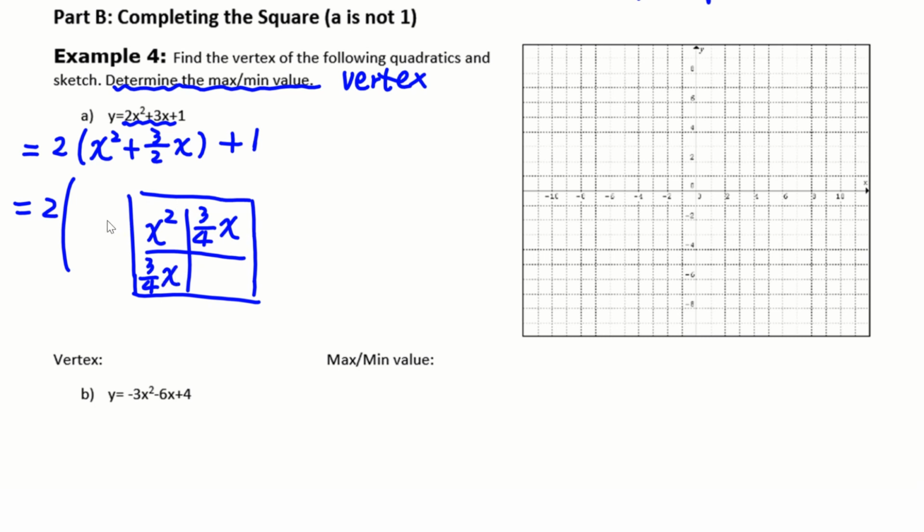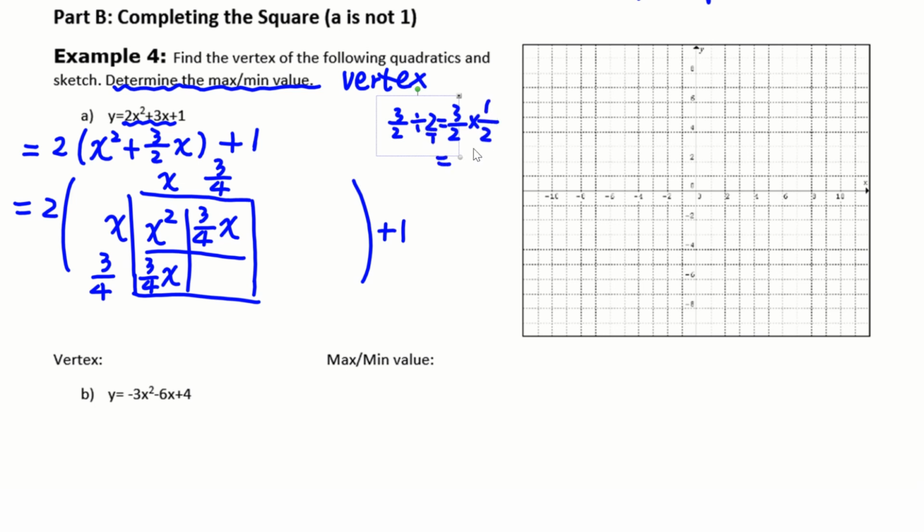Then we factor it: x, 3 over 4, 3 over 4, then plus 1. So how do we get 3 over 2 divided by 2 gives you 3 over 4? We take the 3 over 2, flip the division to multiplication, which will be 1 over 2. The numerator times numerator is 3 times 1, denominator times denominator gives you 4. So that's the reason half of 3 over 2 gives you 3 over 4.